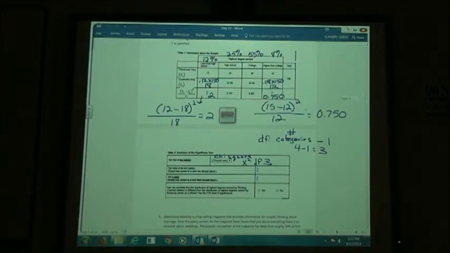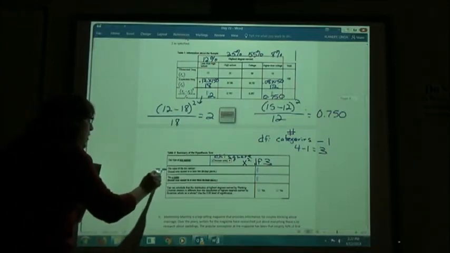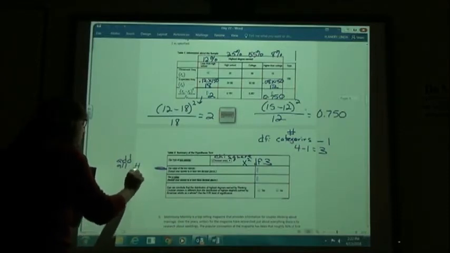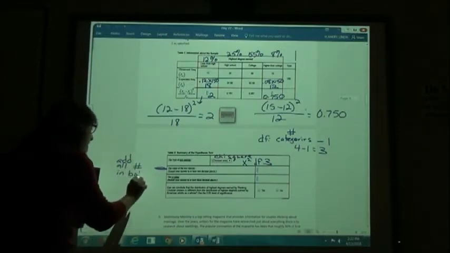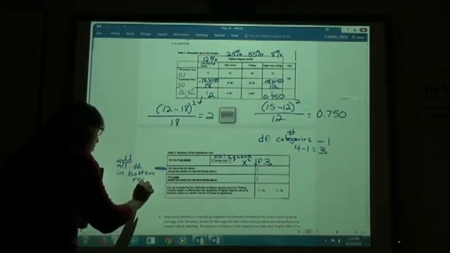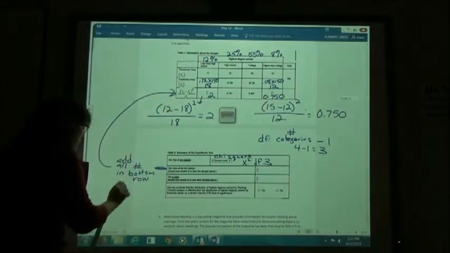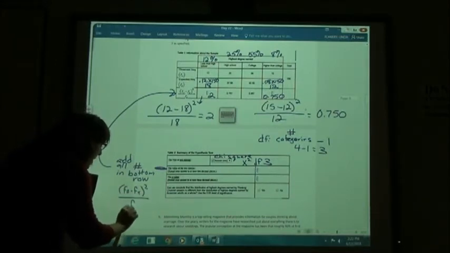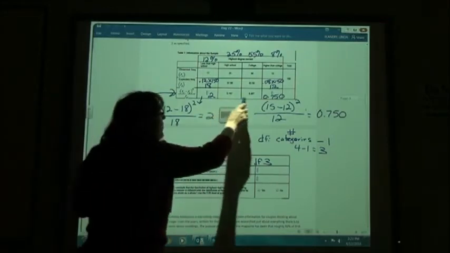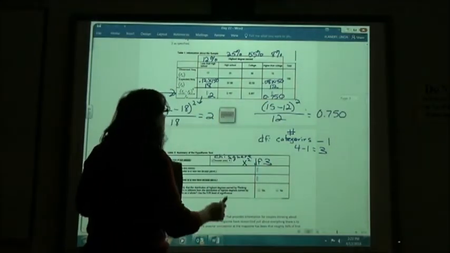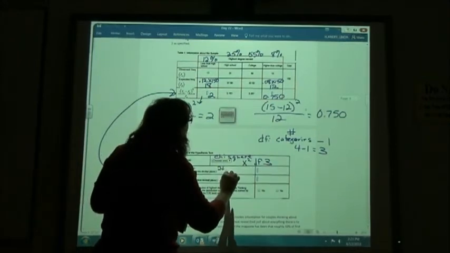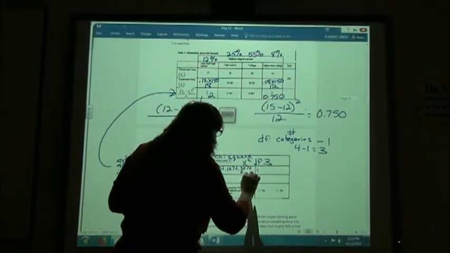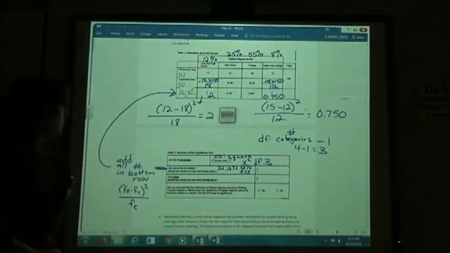To find the value of your test statistic, this value right here, we're going to add all the numbers in the bottom row up here. The bottom row was the f sub 0 minus f sub e, squared, divided by f sub e. So I'm going to take each of these values and just add them up. So I'm going to take 2 plus 0.167 plus 0.367 plus 0.75. Add those 4 numbers together.